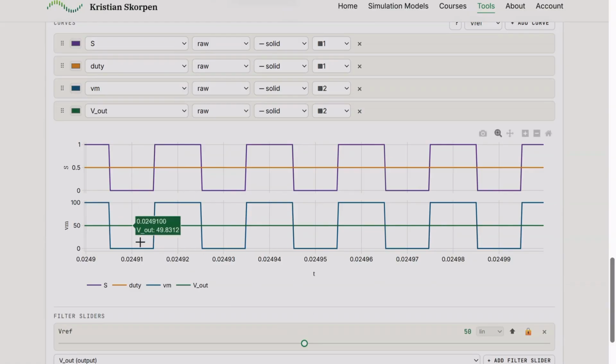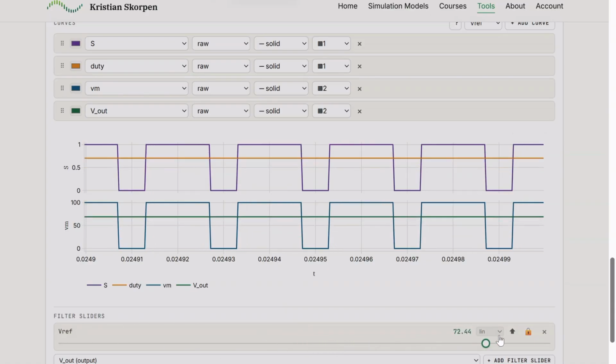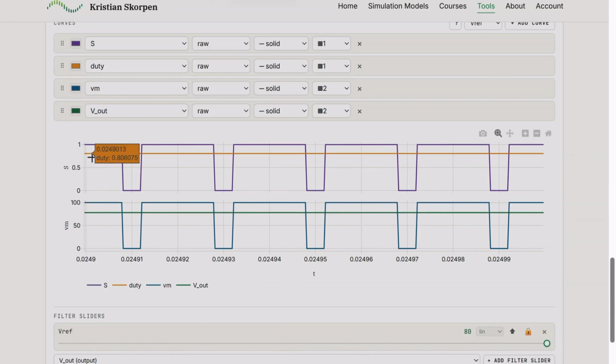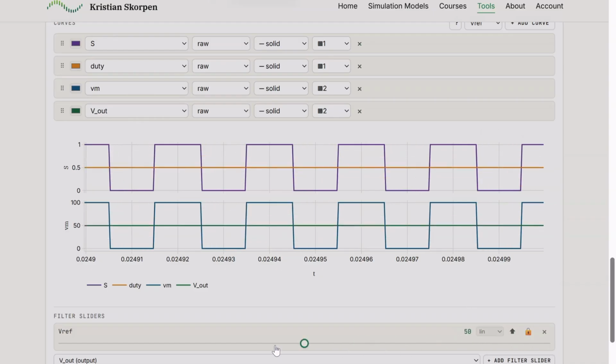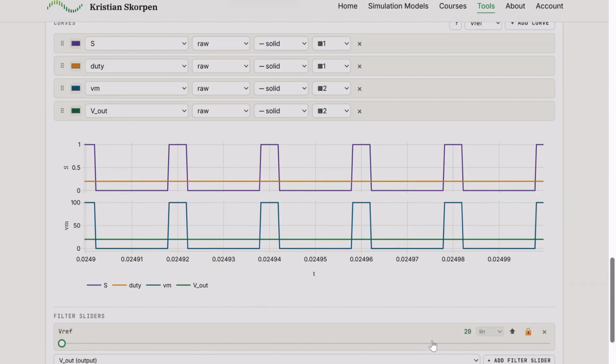In here I made a sweep so we can actually change the reference voltage. When we increase the reference voltage, you can see that we get a higher duty cycle. Here it's 80%, so the gate signal is more on than it's off. The similar thing happens for the voltages: Vm is more high than it's low, and the output voltage is approximately 80 here as well. And then when it's 20 volts, we get the opposite thing.